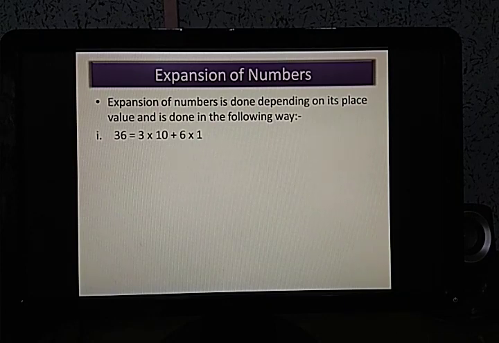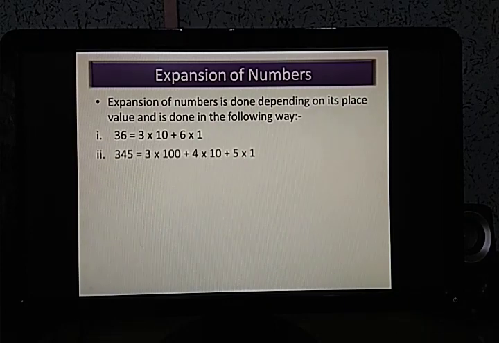That's it. Another example you can see, 345. Here also 3 is in the hundreds place value, so you have to multiply it and nothing else. 4 is in the tens place value, you have to multiply it by 10, and then if we add all those numbers, we will get the resultant number.